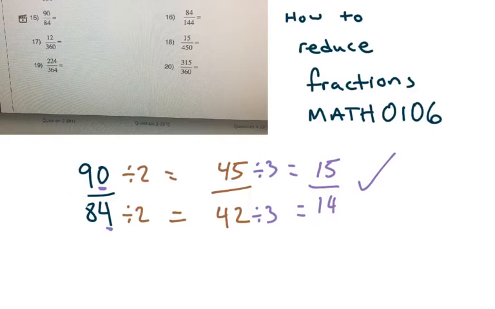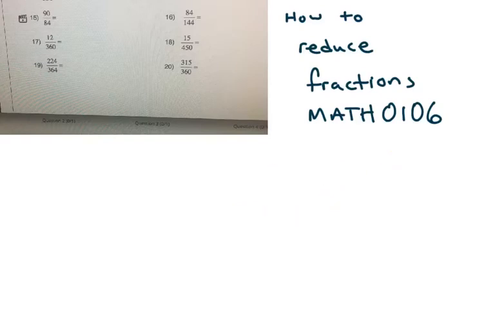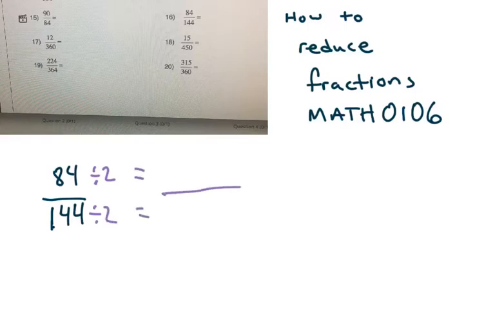I'm just going to erase all this and do the next one. The next one is 84 over 144. Again, I'm just going to go simple. I know they're both even, so I'm going to divide by 2. I'm just going to use my divisibility by 2. Some of you are looking at this and you may have thought of bigger numbers. That's fine. Use your bigger number. I'm going to stick with 2.